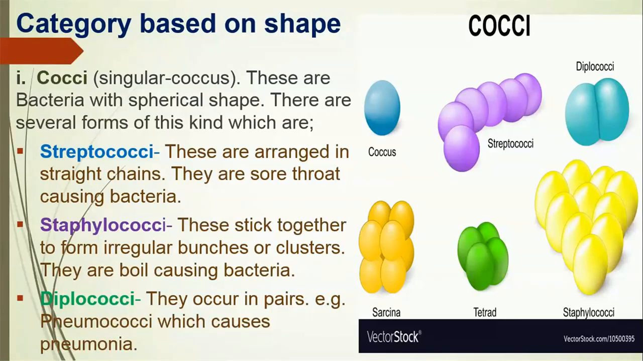We also have the diplococci. These are found in pairs. For example, we have the pneumococci, which causes pneumonia. If you have only one bacteria, you call it bacterium. If you have many, you call it bacteria. So take your time and study the different kinds or forms of the cocci or round shape bacteria.